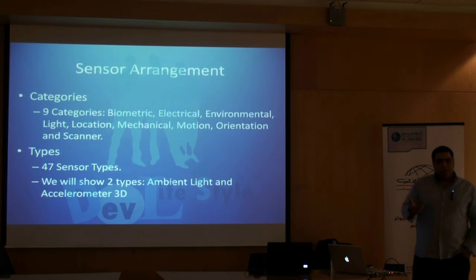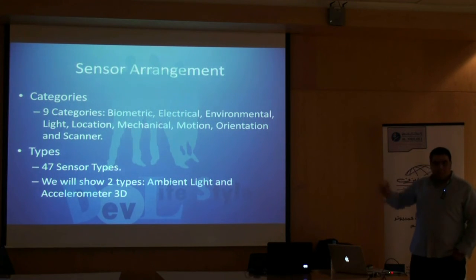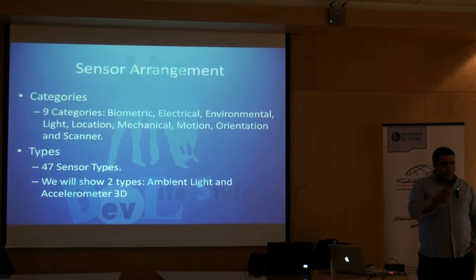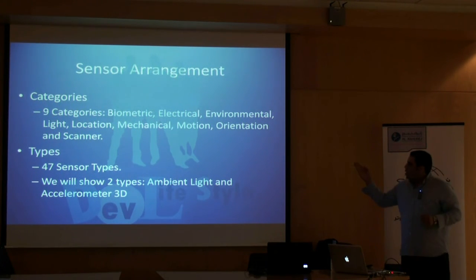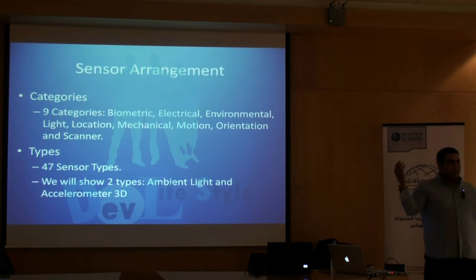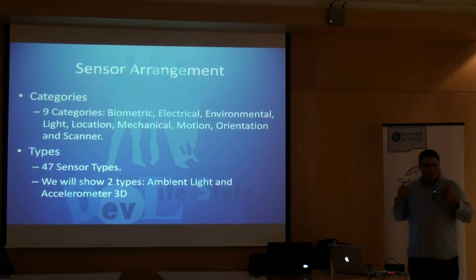Everybody now has the new phones that sense the orientation of your device. This is the orientation, and the motion is how you can play games by moving your phone. Light is detecting the ambient light. Whether you are in the sun or inside the room, it's dark or it's light. And location is the GPS. You know where you are around the globe.